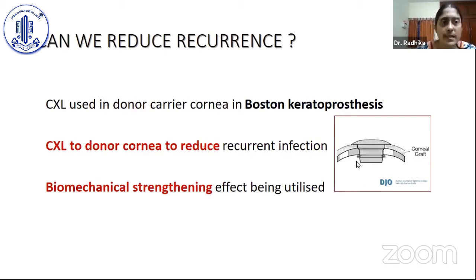So we know that CXL has been used in the donor carrier cornea in Boston keratoprosthesis, because this is where biological tissue meets with plastic, and therefore collagenolysis can happen in a sterile fashion, and the fortified cornea seems to withstand this better. So we tried to employ the same principle, where we check if organism or infection-induced collagenolysis can be retarded by a fortified cornea. Here, the biomechanical strengthening effect of the cross-linking was being used.